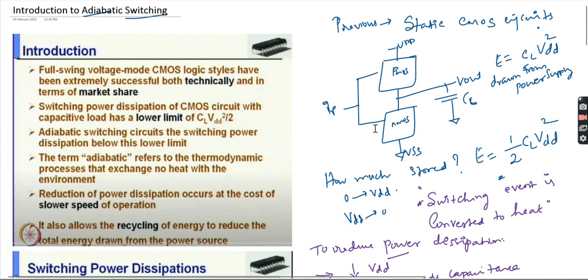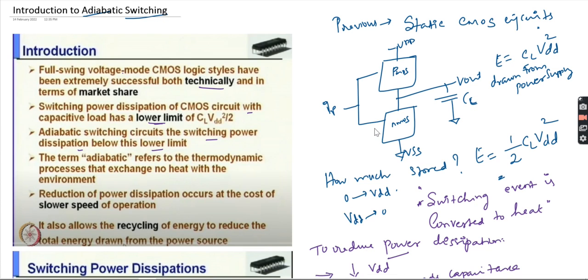As I mentioned earlier, some of the points we noted here: you can see the full swing voltage mode, the CMOS logic styles have been extremely successful both technically and in market share. The switching power dissipation, as I mentioned earlier, of the CMOS circuit with the capacitive load has a lower limit of CL VDD squared by 2. Next, in the adiabatic switching circuit, the switching power dissipation goes below this lower limit.